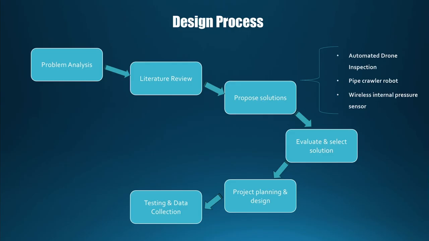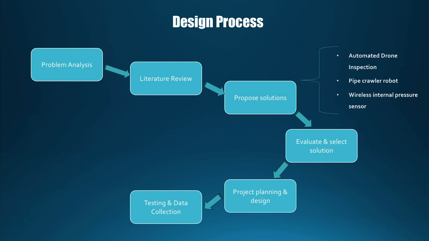So for our design process, we started with the problem analysis. We took a look at the problem statements and we roughed out some of the reasons why this could be occurring. And after that, we proceeded to a literature review to try to look into some of the research that's already been done on the problems and the possible solutions. And after that, we've proposed our own solutions to try and come up with different methods of overcoming the issues that we've already analyzed in our problem analysis.